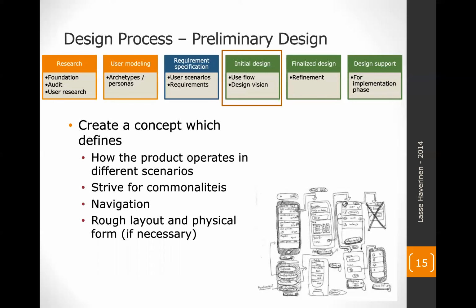Okay, so then when you know what your application or product should be capable of, then starts the process of user interface design. And the way I recommend this to be done is that it is split into two phases: initial design and finalized design. In this first phase, you should create a simple concept which describes how these functionalities described in the requirement specification actually work.